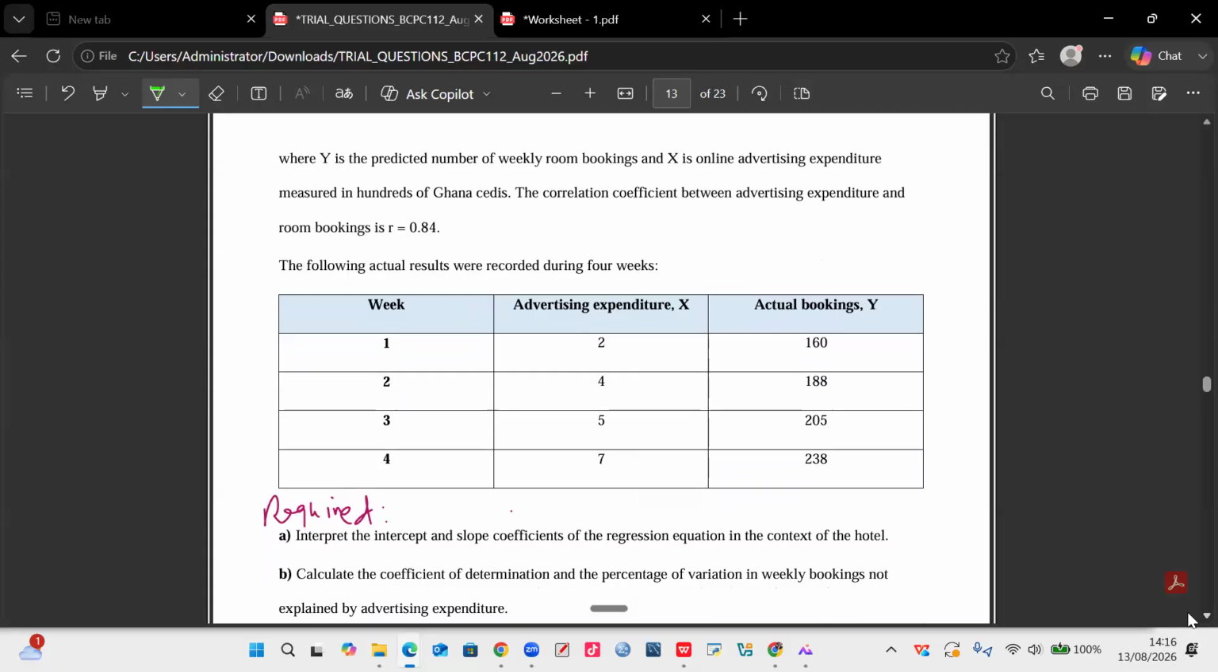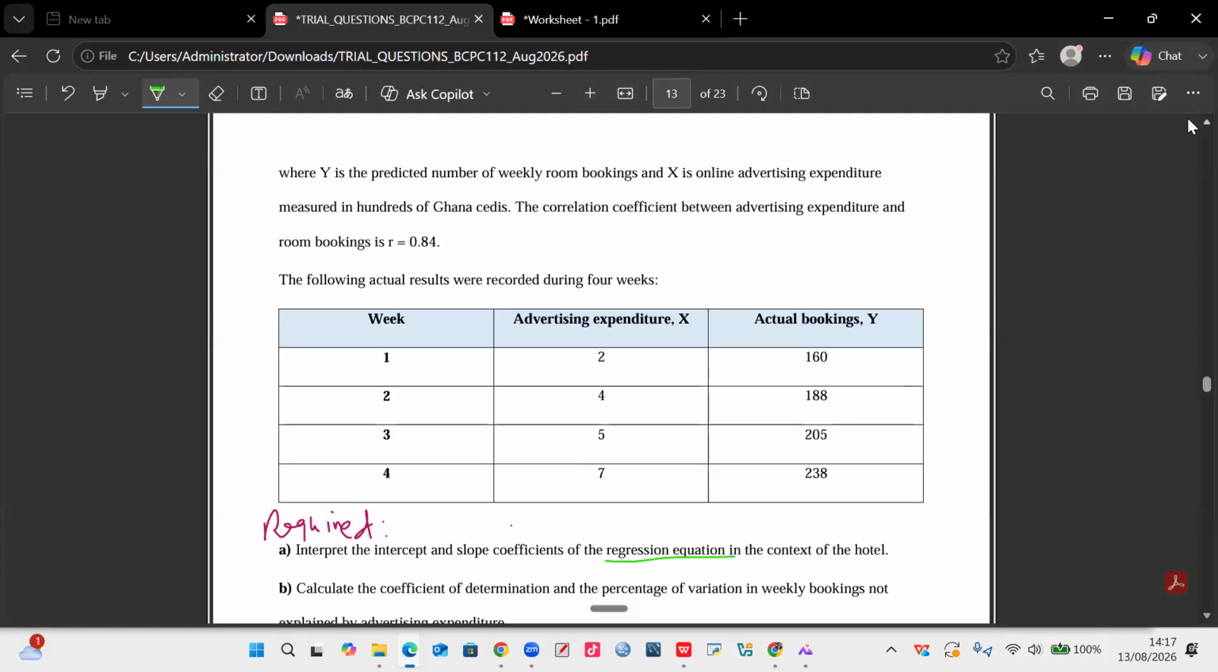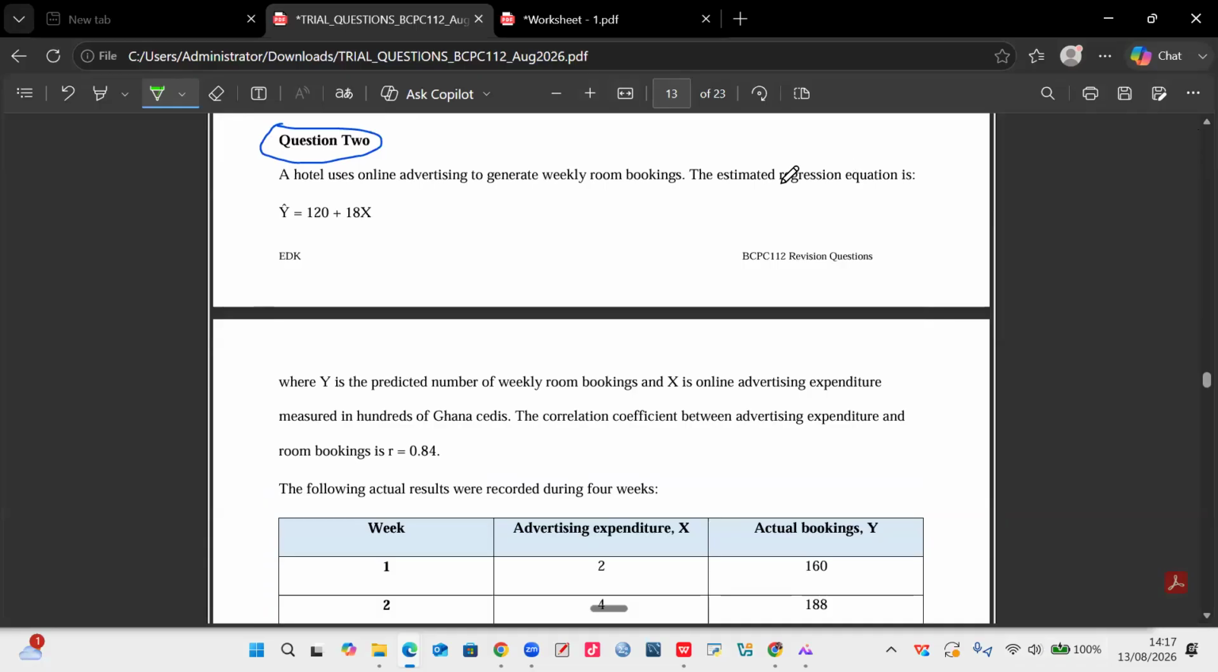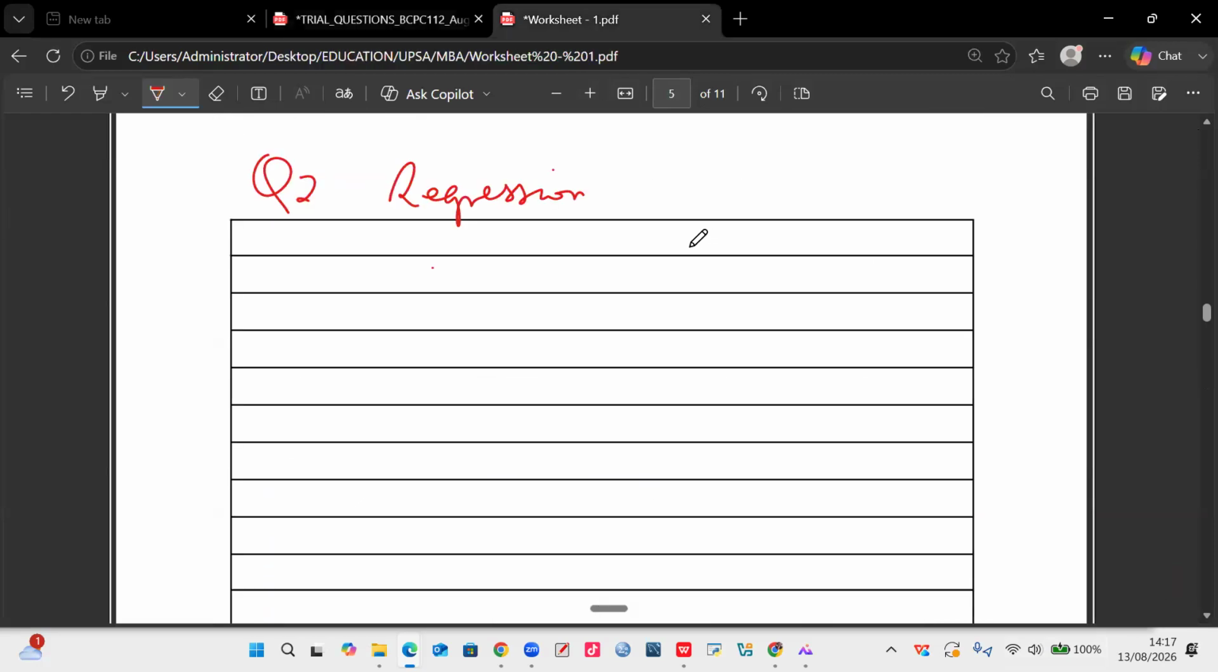All right, that's fine. So we have the data sets, week, X and Y. All right, so let's start. Interpret the intercept and slope coefficients of the regression equation in the context of the hotel. So we come here. It says the estimated equation. Have you seen it in green? Yeah. So I'll record it here. y hat equals 120 plus 18x.